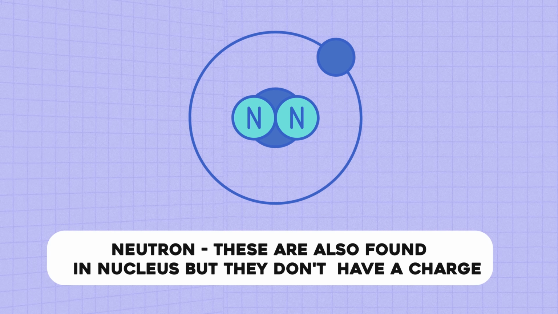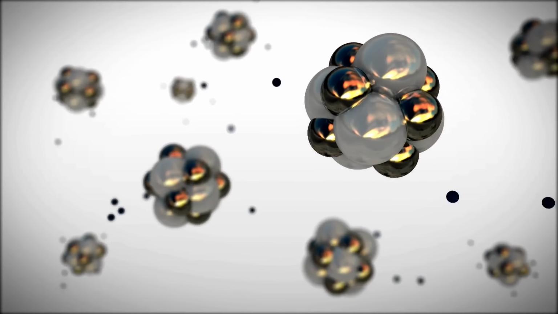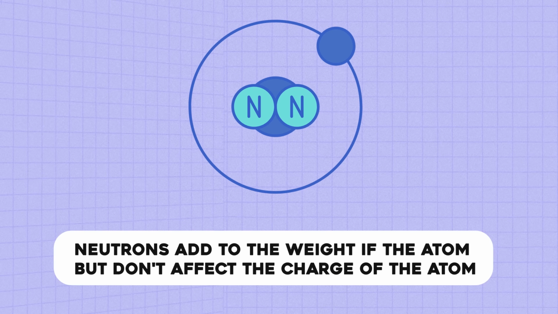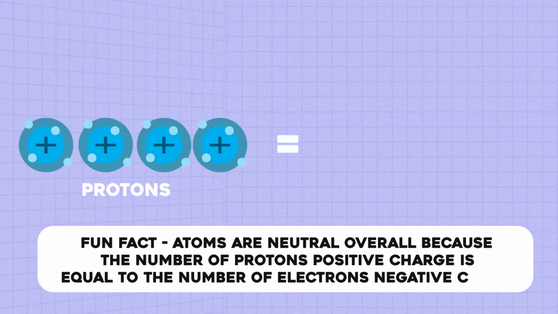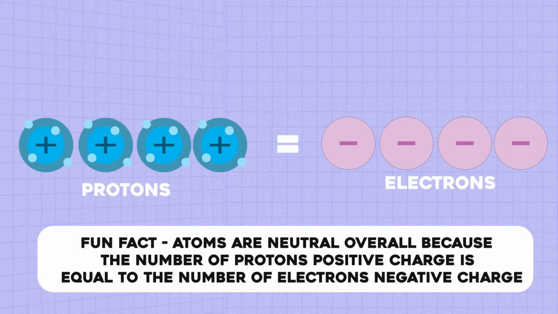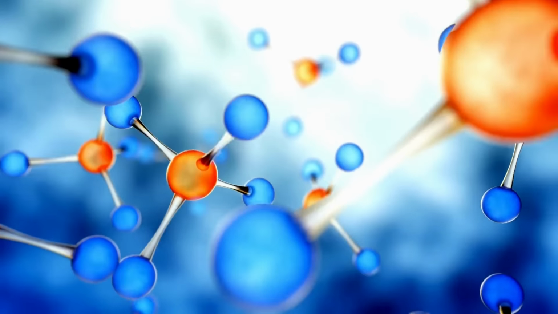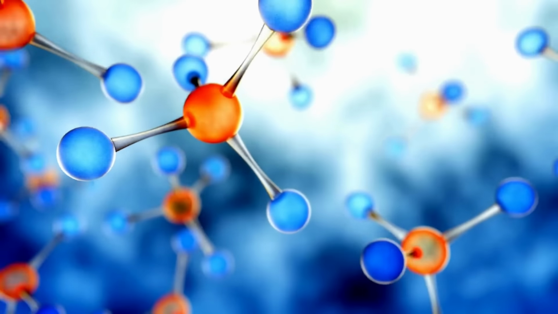Neutrons. Neutrons are also found in the nucleus, but they don't have a charge. They are neutral, just like their name suggests. Neutrons add to the weight of the atom, but they don't affect the charge. Fun fact: atoms are neutral overall because the number of protons, positive charge, is equal to the number of electrons, negative charge. So, the positive and negative charges cancel each other out.